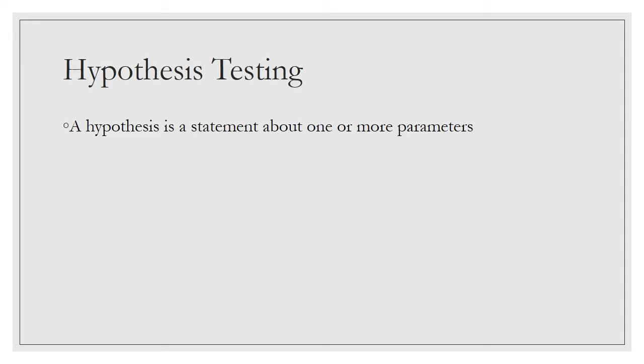Hypothesis testing is a statement about one or more parameters. For simplicity, let's just think about mu. This is the mean of a population. That is a parameter. We want to make a statement about what we believe about a population average. We're going to do some testing. So we test something about our sample.